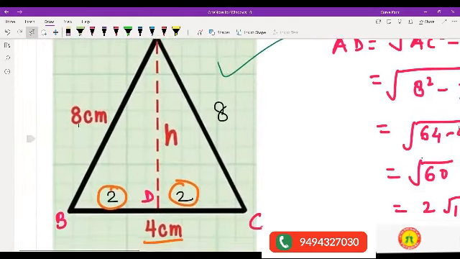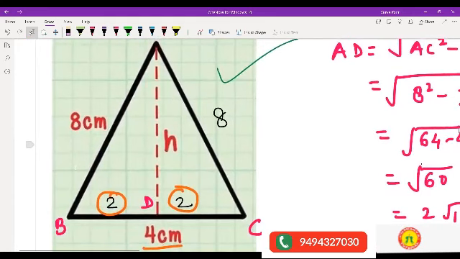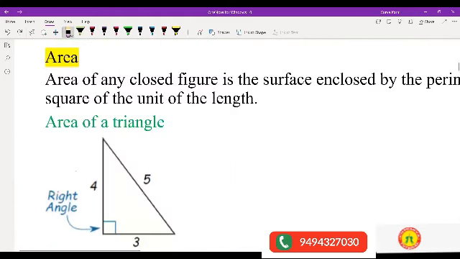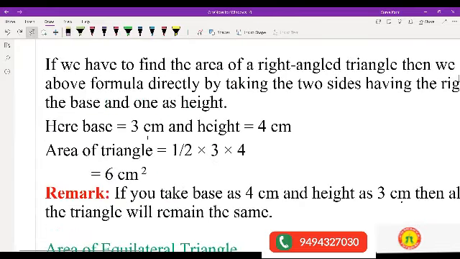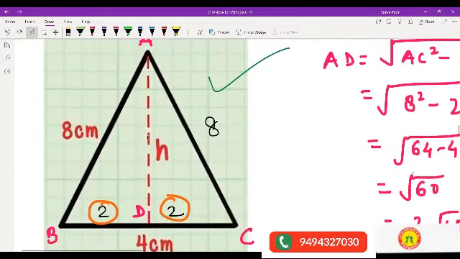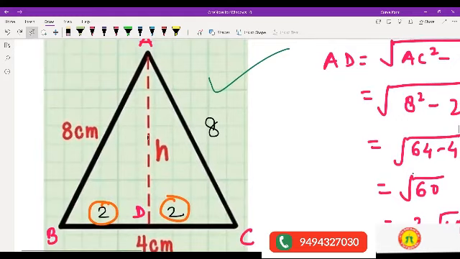Can you see this question? 884. Yes. Find the area of this triangle. Consider that only 884 is given to you, nothing else. Don't consider the height and all over here. Only consider the triangle with sides 8, 8, 4. If you understood in class, you can do it easily, right? Yes.